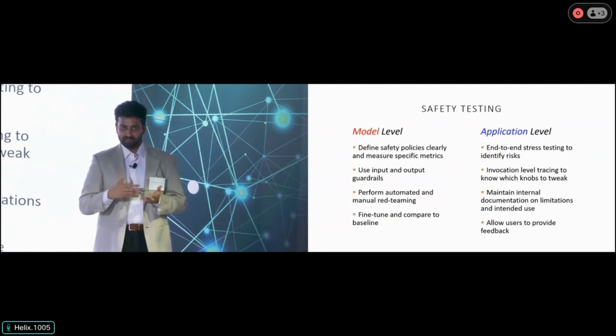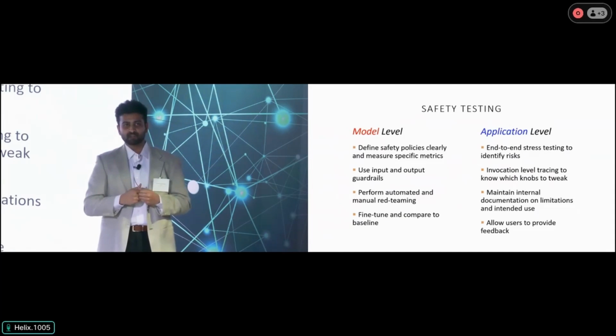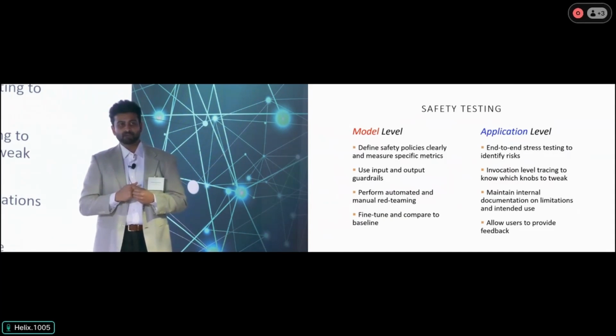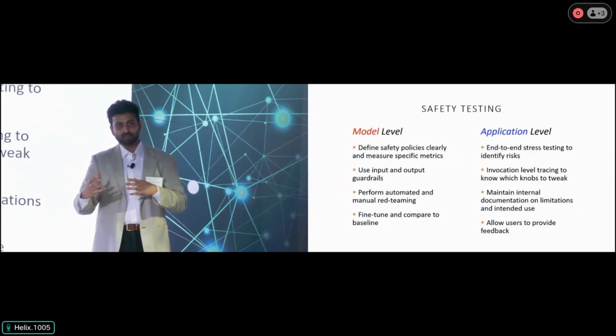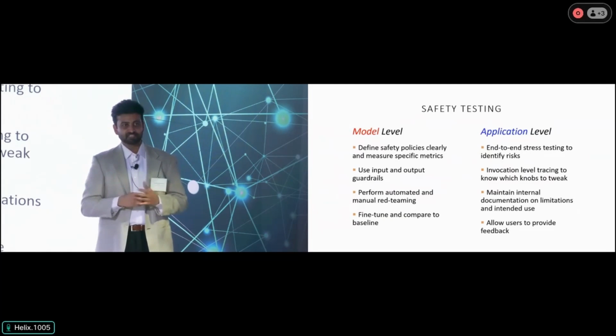You also want to do automated testing and red teaming, where red teaming is basically trying to discover vulnerabilities from your LLMs automatically. At the application level, you want to do an end-to-end trace, and you want to see the entire path that your prompt flows through. You want to do invocation level tracing as well and maintain internal documentation for your teams, right? Your application might be very different from the general Gen AI application, and also allow users to provide feedback. And lastly, humans are still in the loop, so you want to use humans in the loop for verification as well as operational testing and usage.